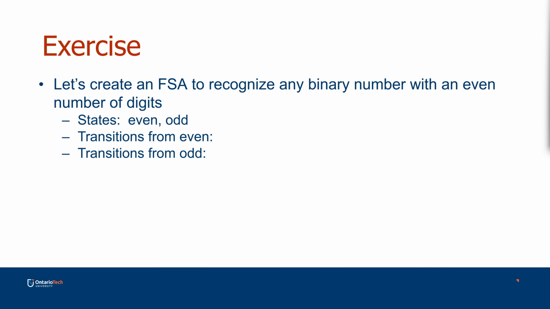So imagine I'm on the even state. So up until now, I've read an even number of zeros or ones. What kind of transition is possible? Well, there's really just one transition possible. I encounter a new binary digit, either a 0 or a 1.